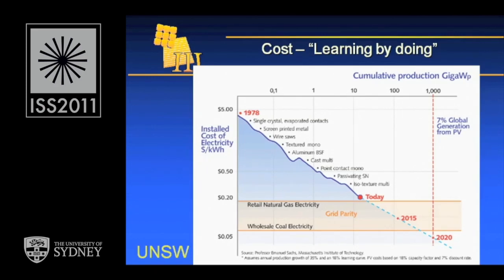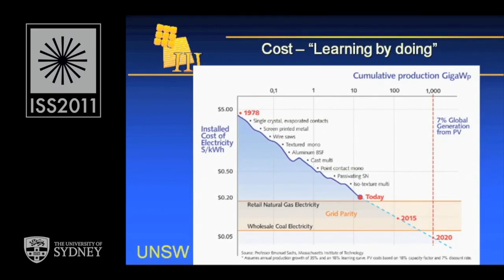This is what's called a learning curve, and it captures something that's quite common when you're developing new technologies, that as you produce more of a product, the costs come down, like LCD TVs, for example, costs skyrocketing down as more and more of them are produced. So this is quite a widespread phenomenon.